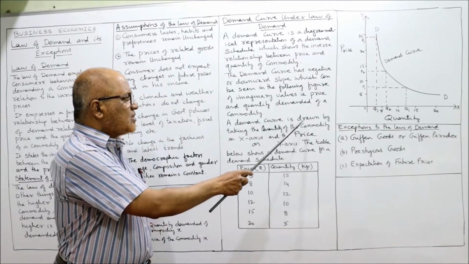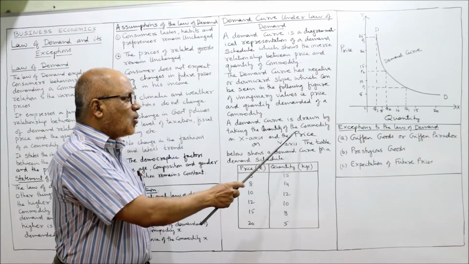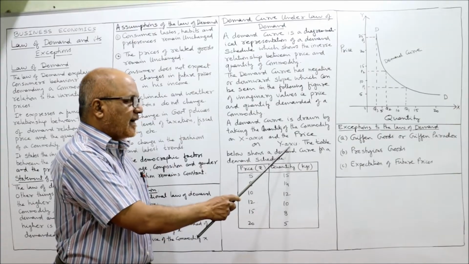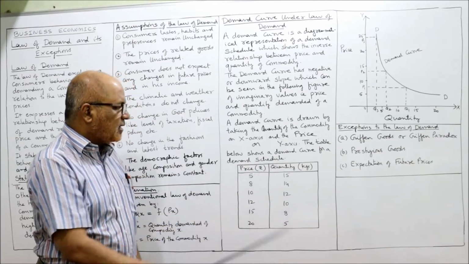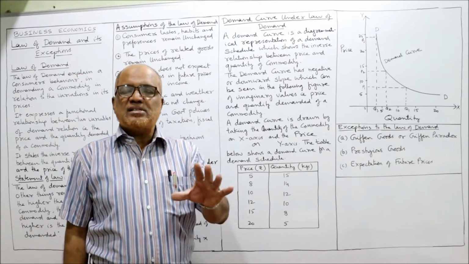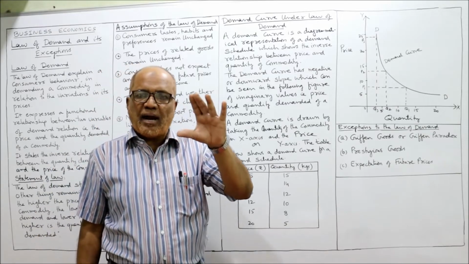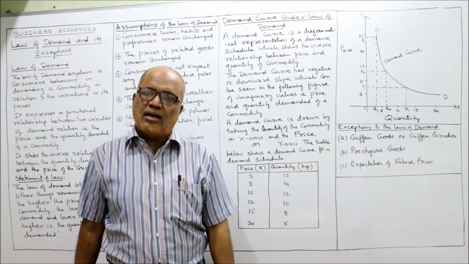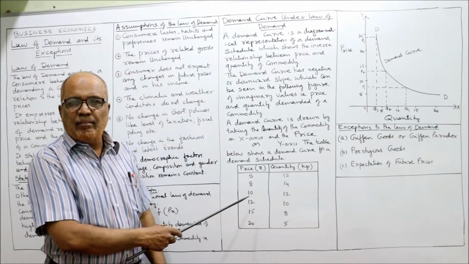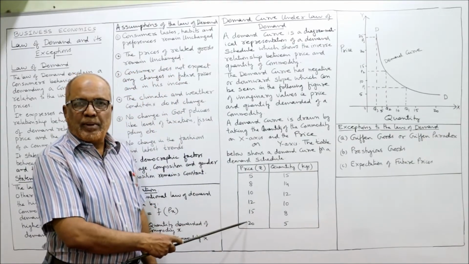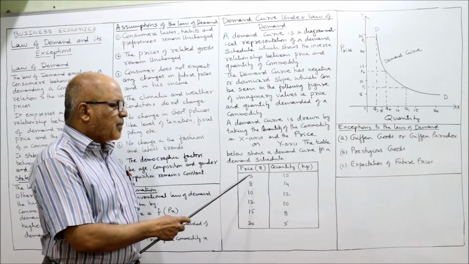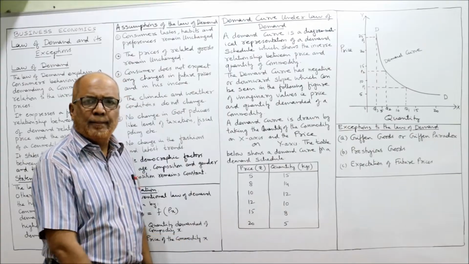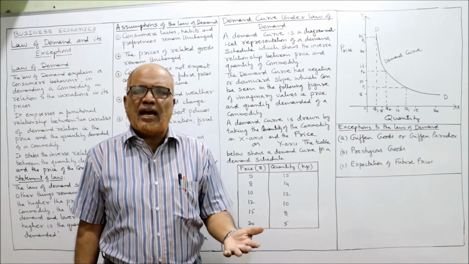Now, a demand curve is drawn by taking quantity of commodity on x-axis and price of the commodity on y-axis. The table below shows the demand curve for a demand schedule. So first, I am preparing a demand schedule. Then we convert this demand schedule into demand curve. So here I am making an imaginary demand schedule. First column, price. Randomly I have taken the prices 5, 8, 10, 12, 15, 20. Arbitrarily, imaginary I have taken.